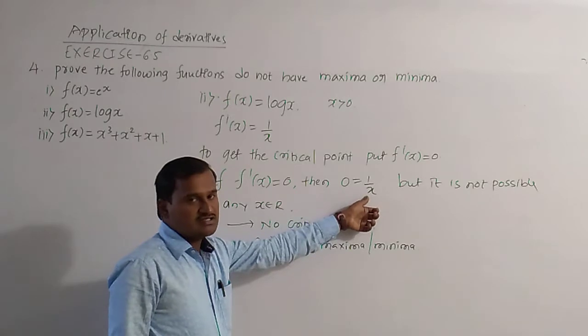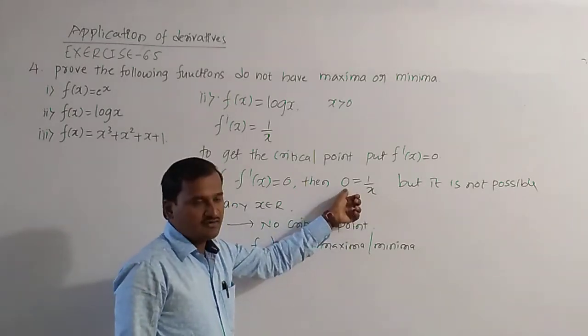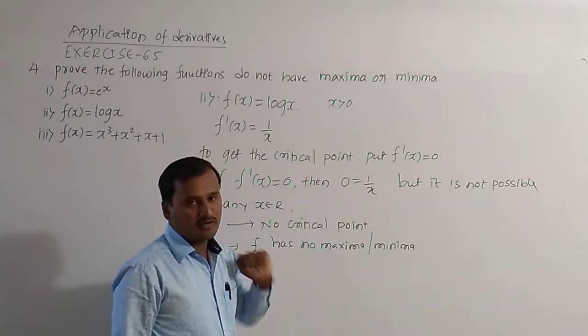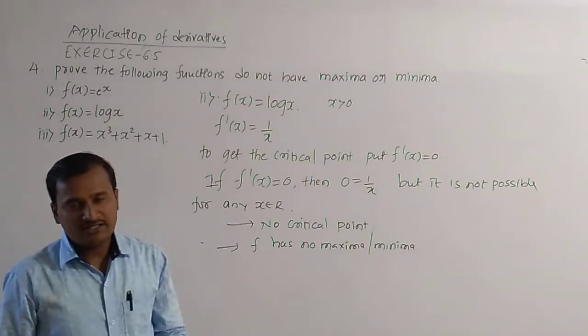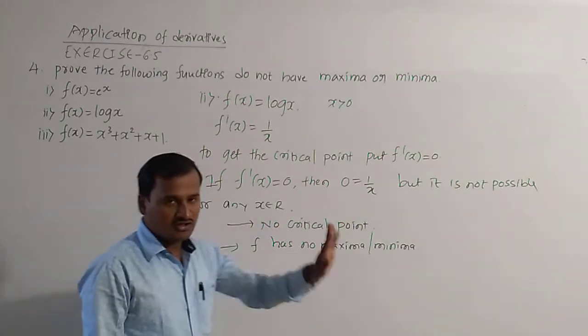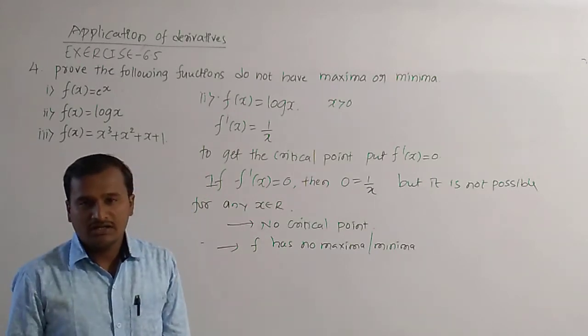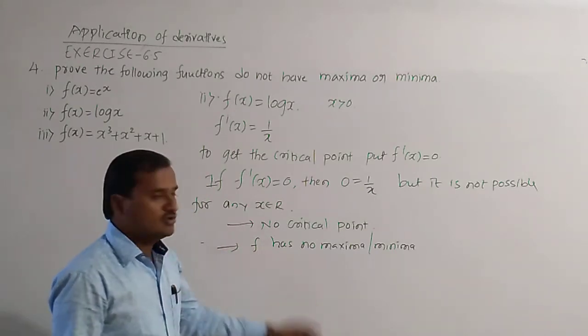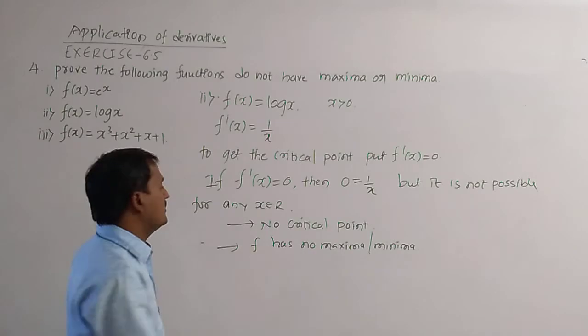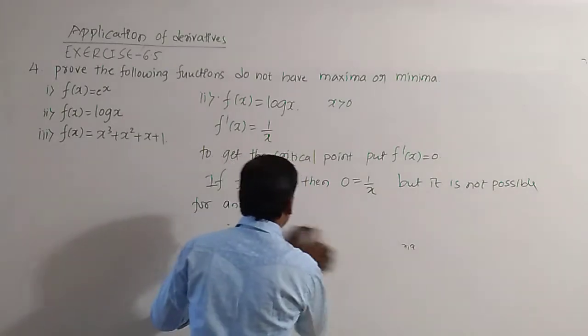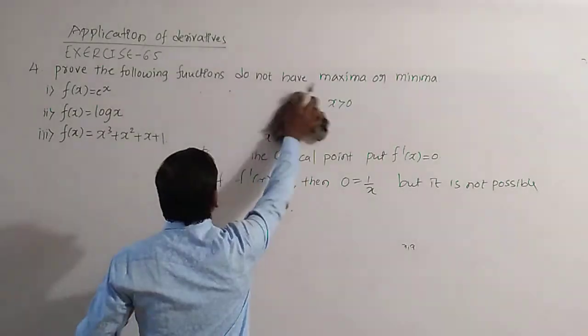Otherwise, we just have to take this x to the other side. Here you get 0 equal to 1, again it is not possible. So 0 is not equal to 1. Therefore, for this function also we are not getting a critical point, hence no maximum or minimum. Okay. We'll go to the next question, the third question.